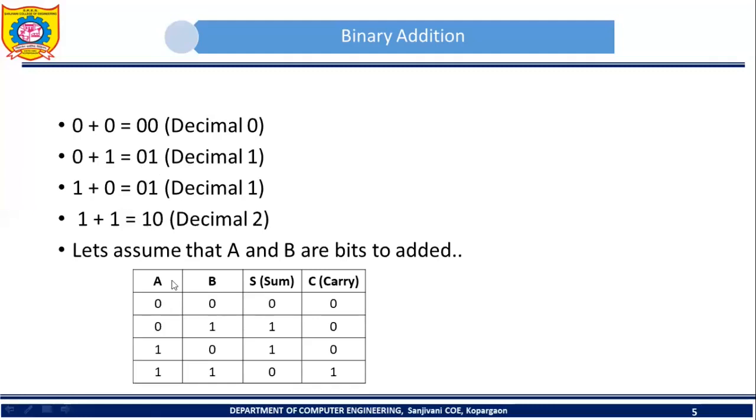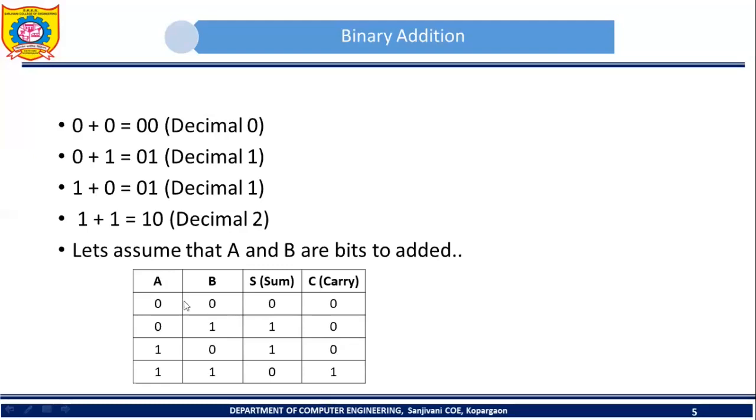So see 0 plus 0. So 0 plus 0, here we are getting result as 0 0. So sum is 0, carry 0. Then 0 plus 1. I told you that consider this bit as, oh, sorry, I consider this bit as sum bit. So 0 plus 1. So sum is 1 and carry is 0. Similarly for next combination also. 1 0. Sum is 1 and carry is 0.